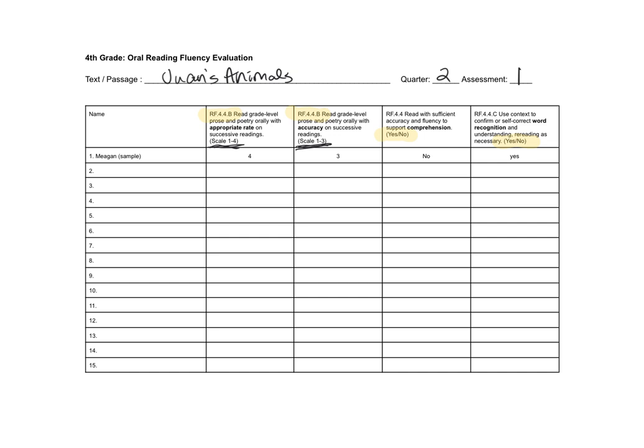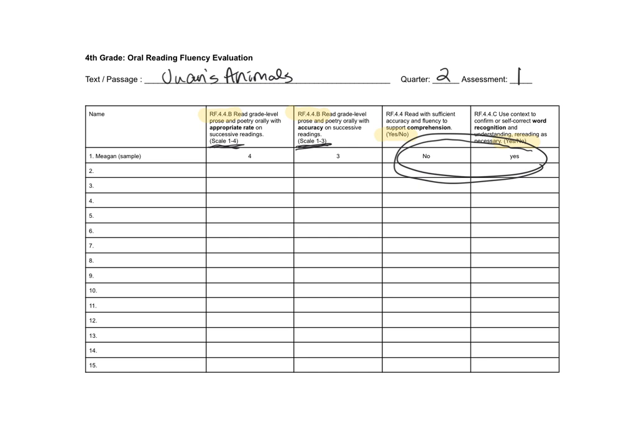Then for 4.4c, it says use context to confirm or self-correct word recognition. So you're going to ask them about a word that's in the passage and see if they can use the context to figure out what that word means. And they might need to reread to find that. And so if they can do it, you write yes. If they cannot, you write no. So these two categories are simply yes, no, and they will not be factored into the grade.